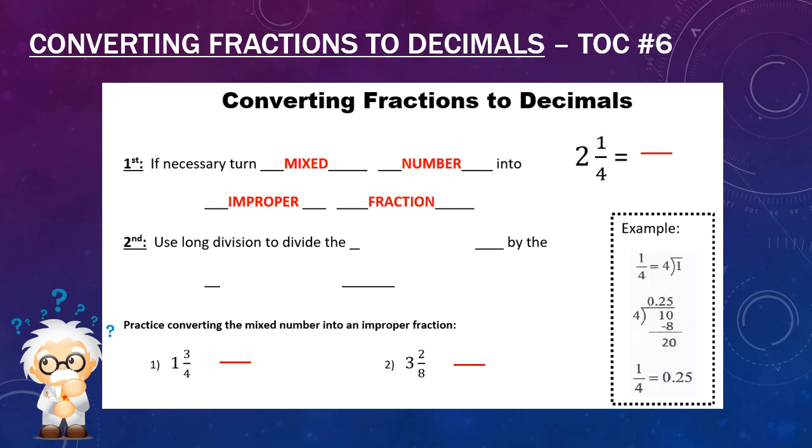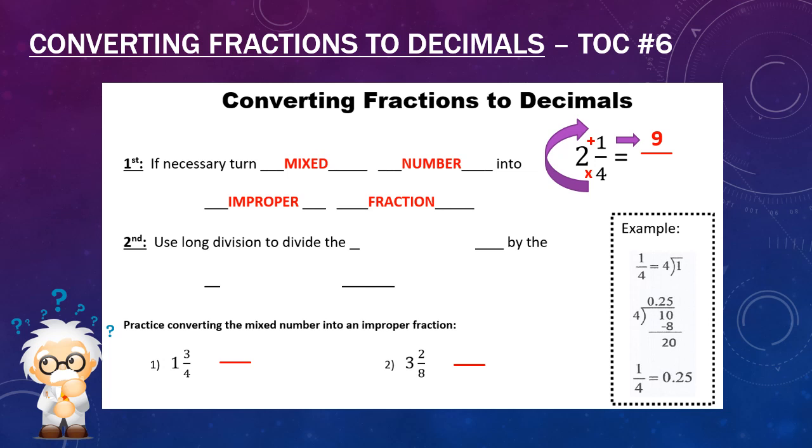I call it the magic C. You draw the C by touching the denominator to the numerator, and that reminds you to multiply the denominator times the whole number. 4 times 2 is 8, and then you add 8, that product or that answer, to the numerator. So 8 plus 1 would give me 9.